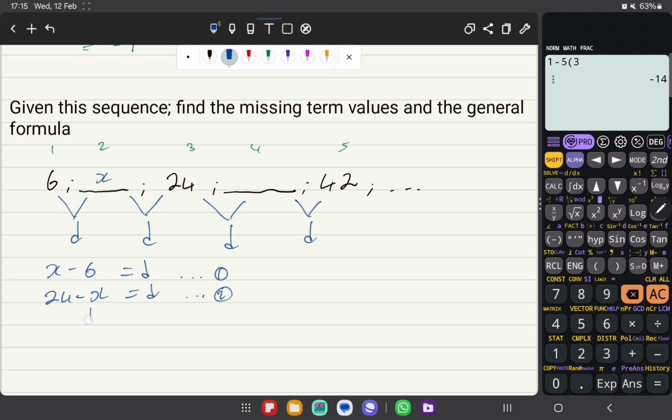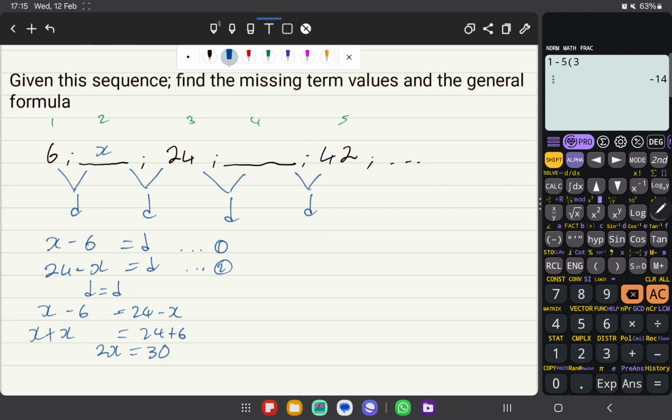I can say D equals D, and therefore I have X minus 6 equals 24 minus X. I transpose the X, so I have X plus X equals 24 plus 6. I have 2X equals 30. I'm running out of space, but I have X equals what? 15. So I know that X equals 15.